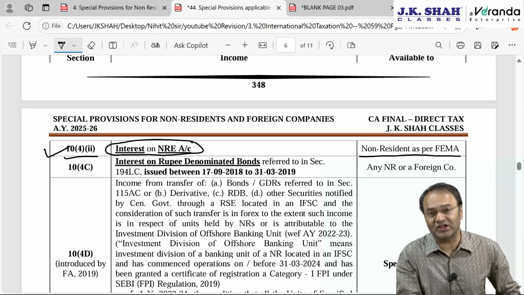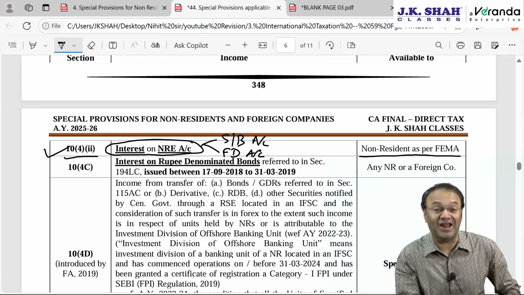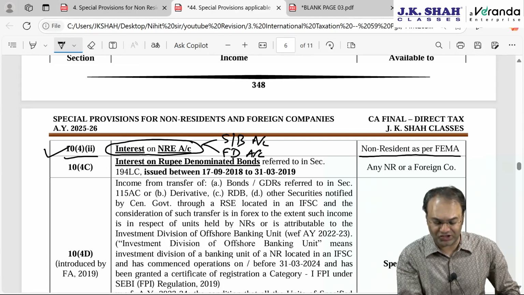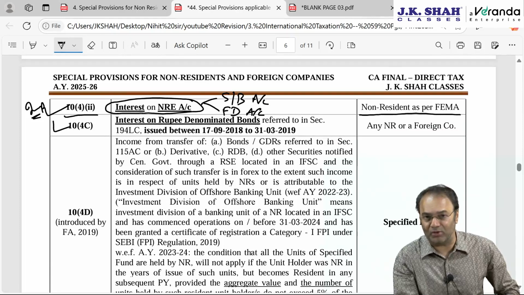NRE account interest, whether it is savings account interest or FD account interest, both the types of interest, if it is deposited from NRE account, non-resident external account. This is slightly important, that's why I discussed it in detail with you. 10(4)(c) is also slightly important.